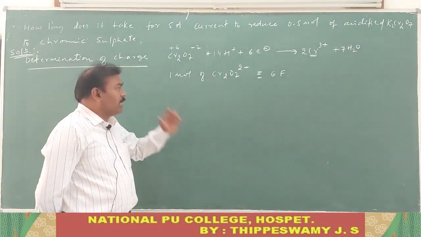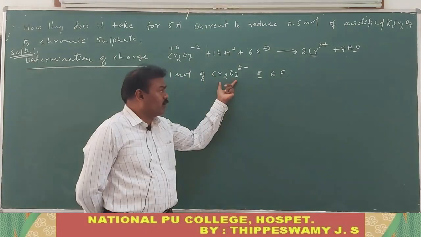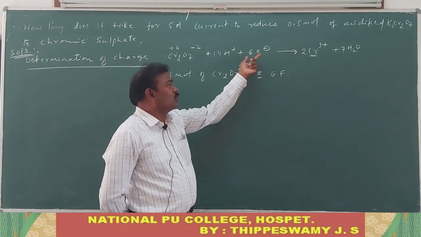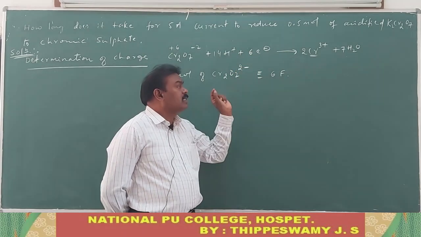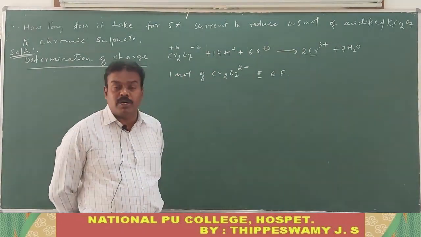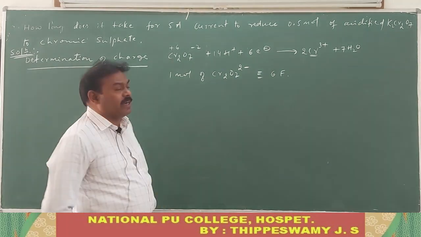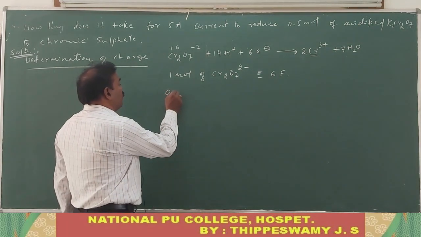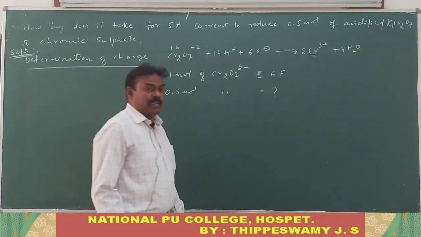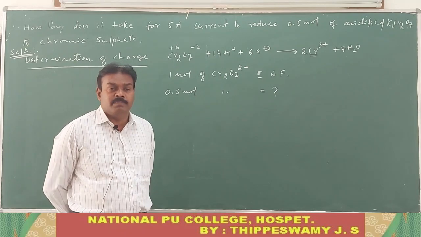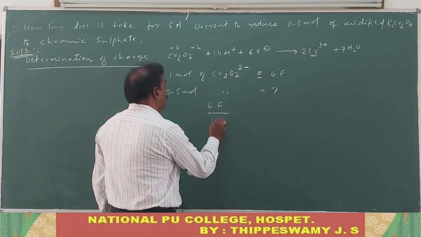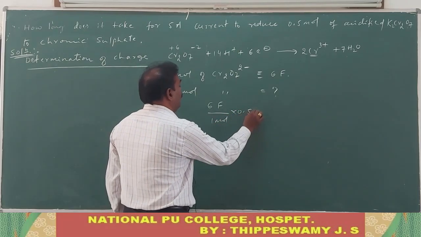In order to reduce 1 mole of potassium dichromate into chromic sulfate, it requires 6 moles of electrons, which can be written as 6 Faraday. But here the question is for 0.5 mole of acidified potassium dichromate into chromic sulfate. So we can write, for 0.5 mole of dichromate ion to chromic sulfate, how much electricity is required? Now we can take 6 Faraday divided by 1 mole into 0.5 mole.